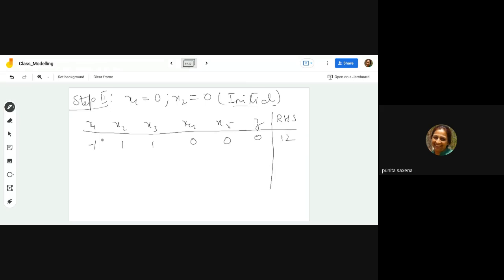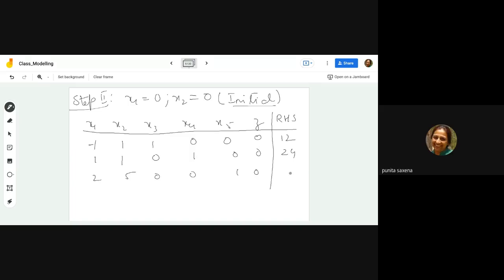Fine. Now the second row. What will that be? Ma'am, 1, 1, 0, 1, 0, 0, and then 24. Right. Then the third one, 2, 5, 0, 0, 1, 0.